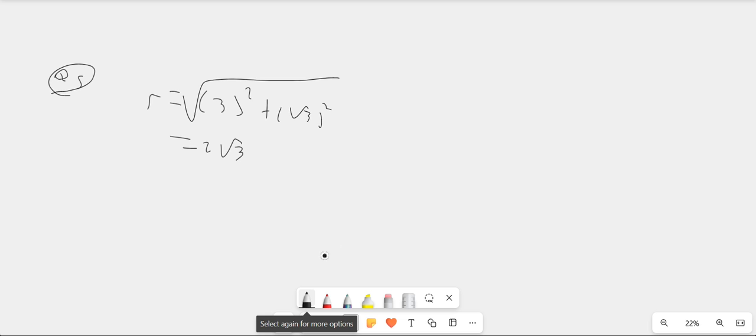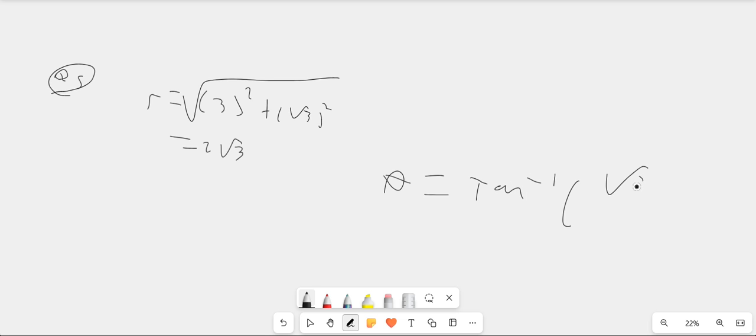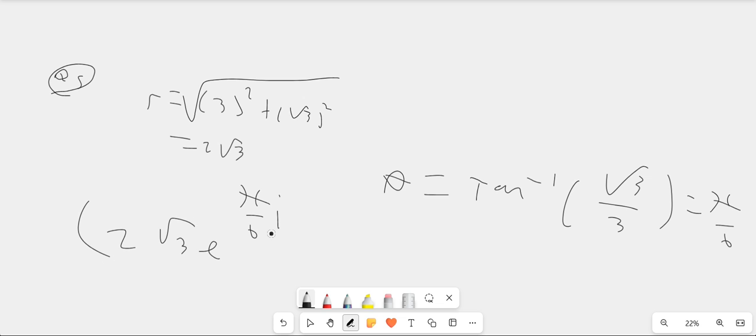Basically 2 root 3, and then theta is equal to what? Theta is going to equal tan inverse. This is just a normal angle now, because we're in the positive quadrant for both of them. It's equal to pi over 6, so it's just 2 root 3 e to the power pi over 6i, and then that to the power of 5.